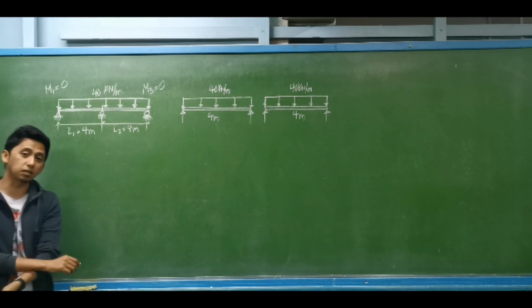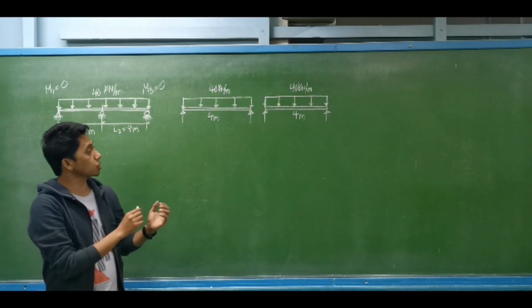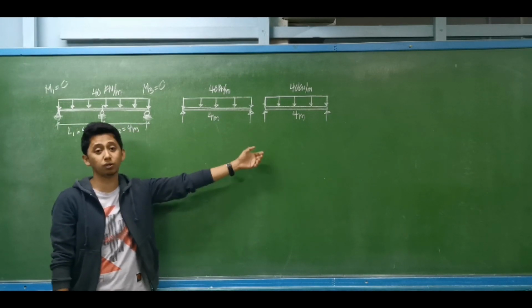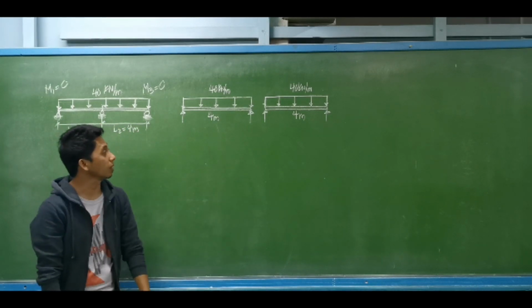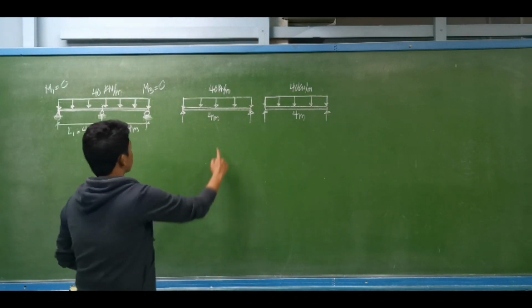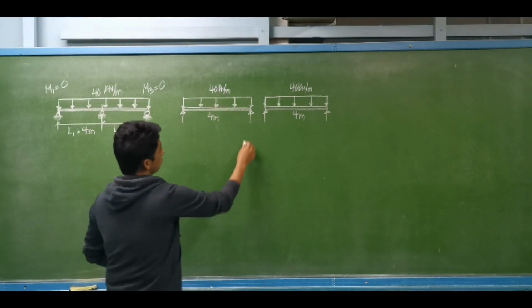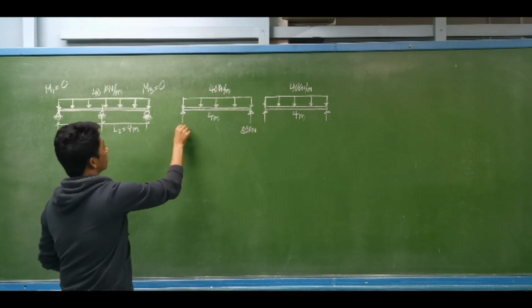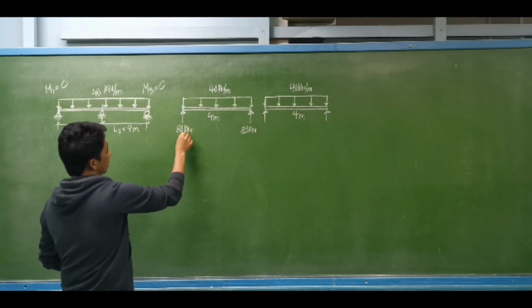So first step, using the three-moment equation, we are to separate the spans, then assume them to be simply supported for the computation of the statical moment area. So we have 4 times 40, 160, over 2. We have 80 kilonewtons as support reactions.